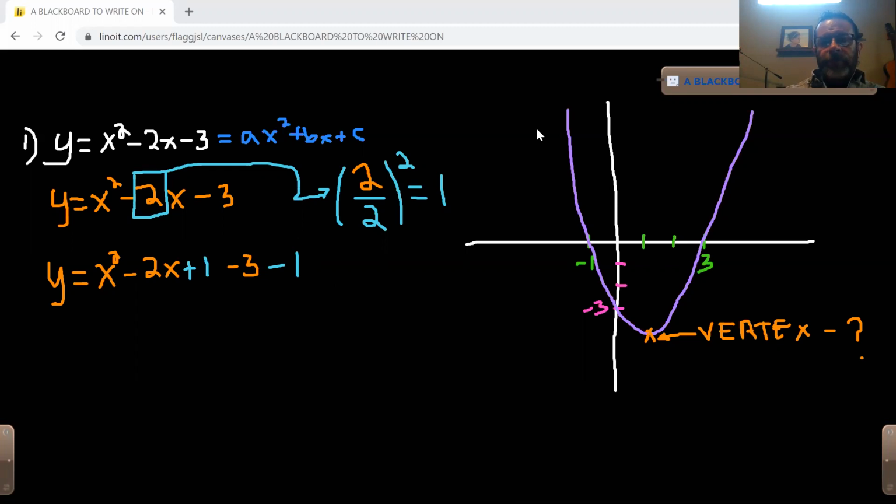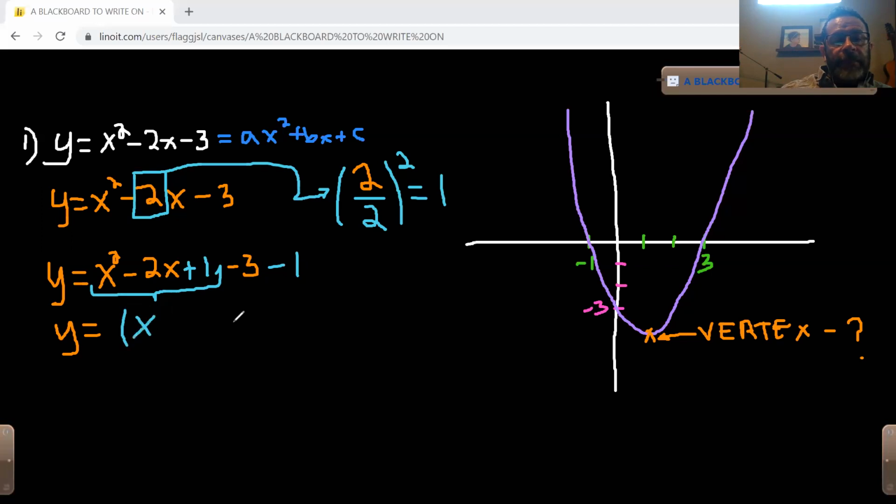Okay, this creates the following. This expression that I've got here, once I've added the value, is what's called a perfect trinomial. So a perfect trinomial can be factored in the following way.